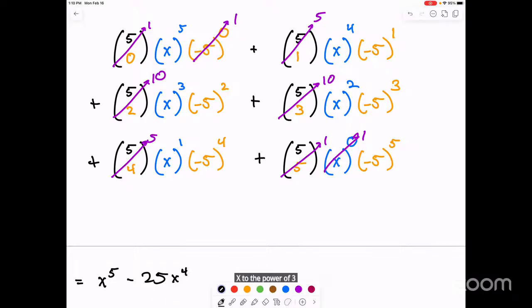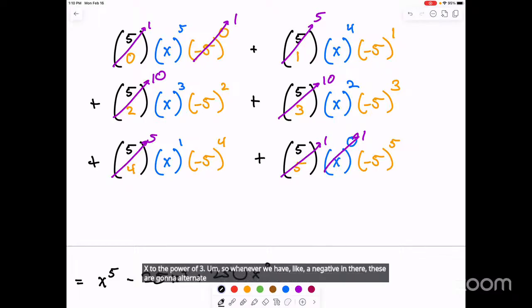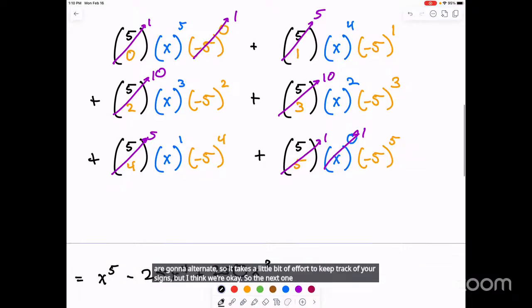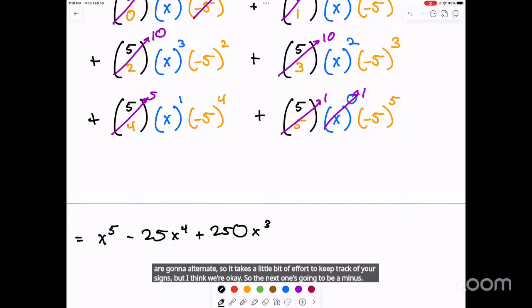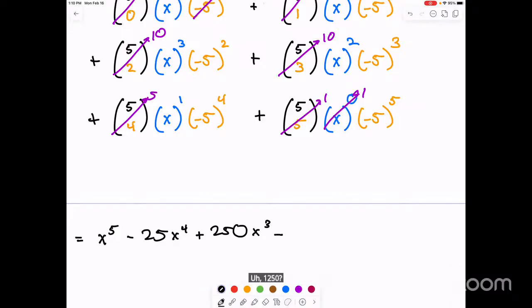So whenever we have a negative in there, these are going to alternate. So it takes a little bit of effort to keep track of our signs, but I think we're okay. So the next one is going to be a minus 1250 x squared. The next one is a plus 625.